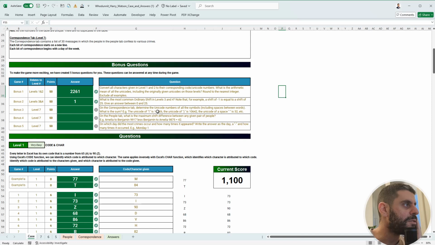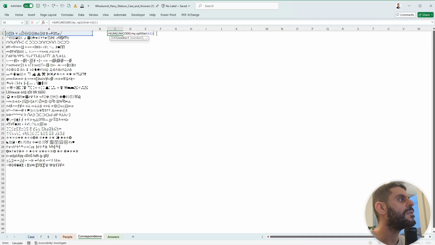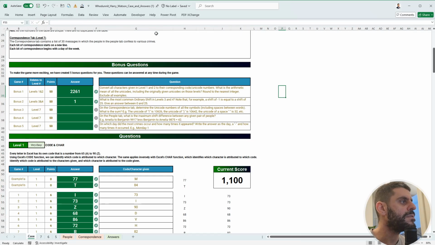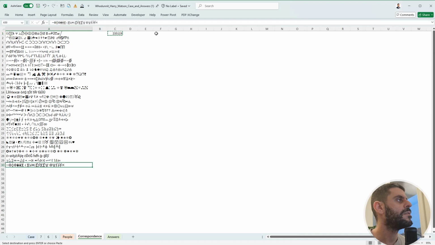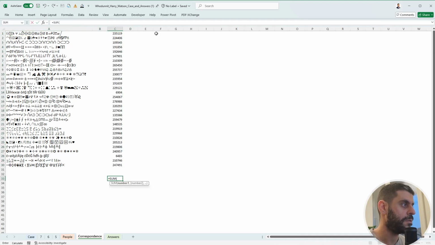On the correspondence tab, determine the Unicode numbers of all the symbols. What is the sum? So sum of Unicode of splitter of this, including spaces. Yes. So sum of this.